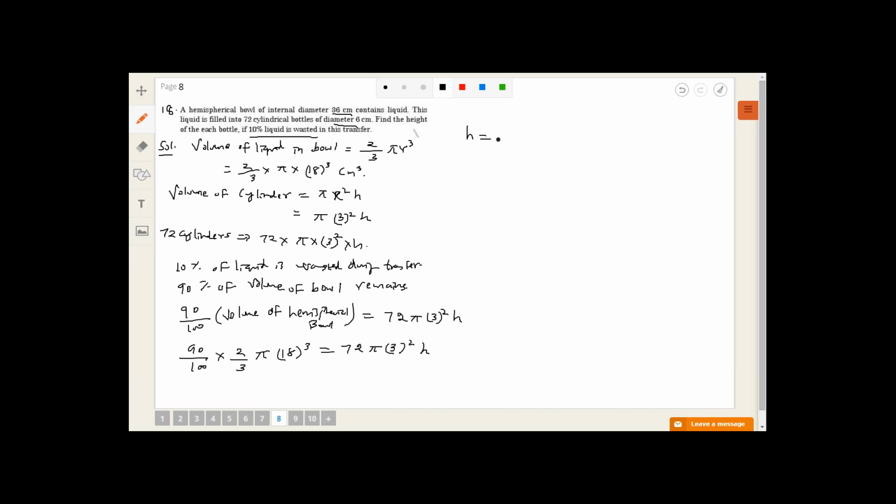Now solving for h, we get 2 by 3 pi into 18 cube into 90% divided by 3 square into pi into 72. So calculating the value, we get h is equal to 5.4 centimeter.